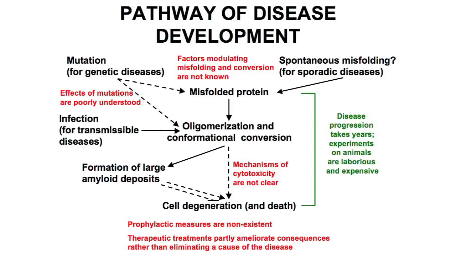So now, for genetic diseases like Huntington's and some rare forms of Alzheimer's and Parkinson's, this is caused by mutation. For infectious diseases like prion diseases, this is caused by infection, getting the misfolded protein from outside. Sporadic diseases are caused by spontaneous misfolding, spontaneous nucleation, which is very little understood.